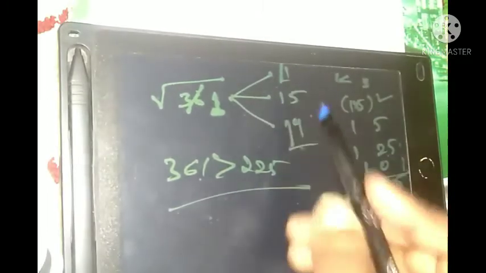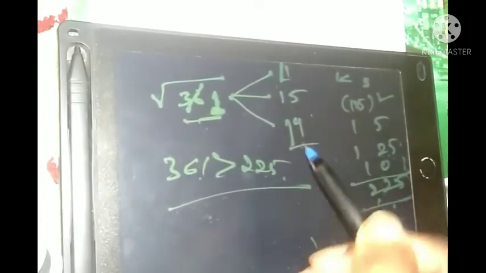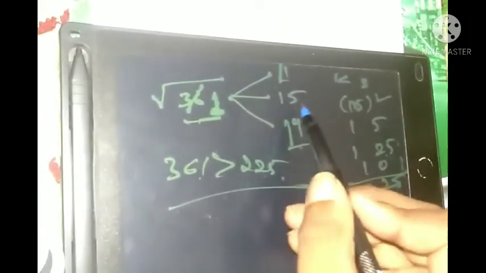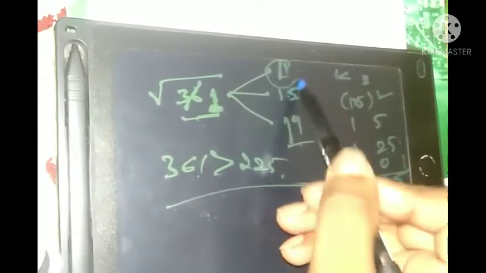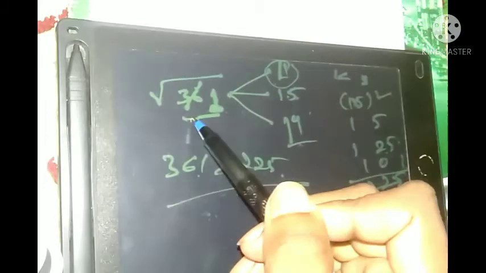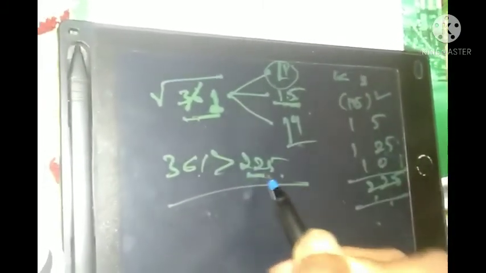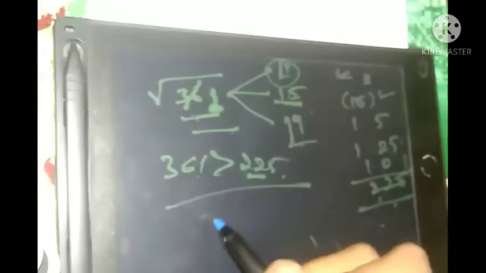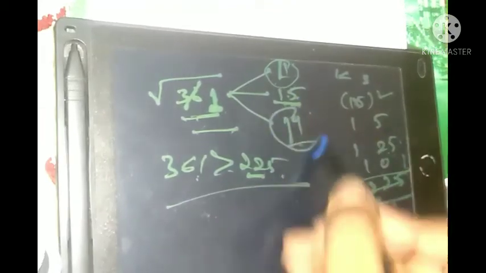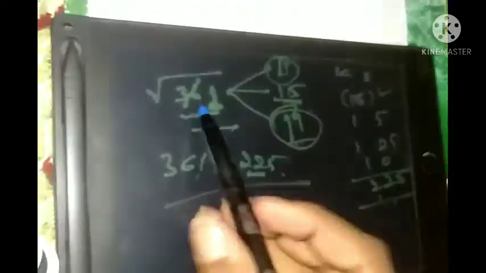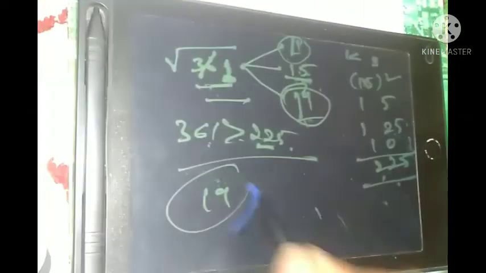That means the possibility is that this number is always greater than 225. If we take 11, that is not possible. If we take 15, that number is 225. How is it possible? 361 is greater than 225. That's why 19 is the root of this 361. The square root of 361, 19, is the correct answer.